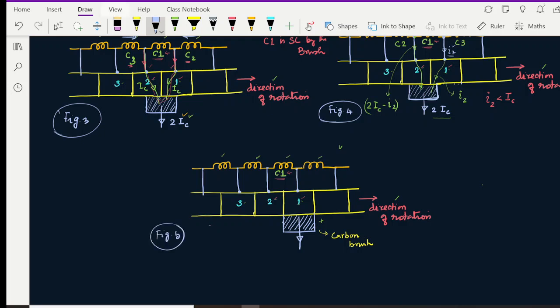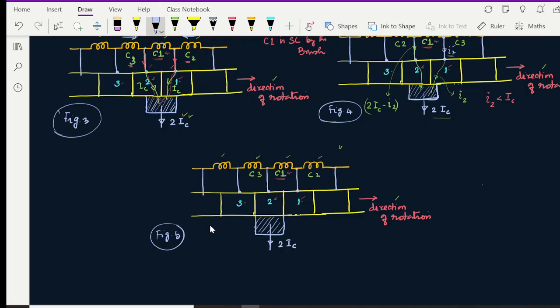In figure number 5, again we are trying to make a change with respect to the brush. You can see here, now the brush is completely occupying commutator segment 2. So in figure 1 the brush was completely occupying commutator segment 1. Now due to the rotation, commutator segment 2 comes and occupies the brush. So this is coil 3 and this is coil 2. Don't forget that the current which is coming out is still 2IC.